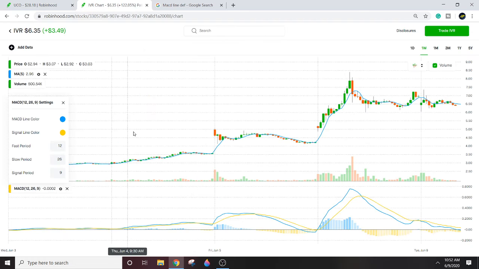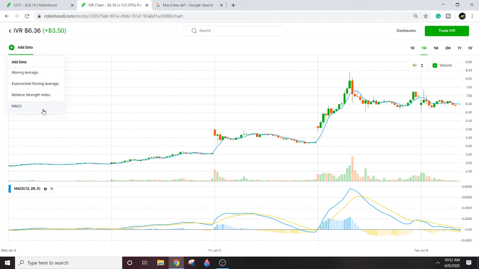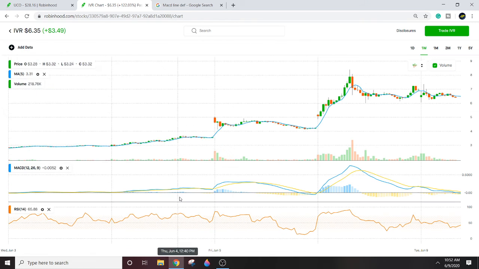Also, remember to not only use one indicator, use various different indicators. For example, I use the MACD line, the RSI, and then the moving average, the SMA line. So yeah, that's pretty much it, it's really important.